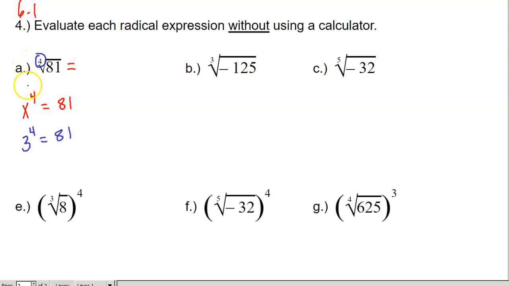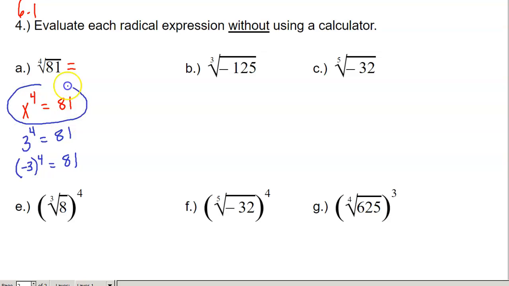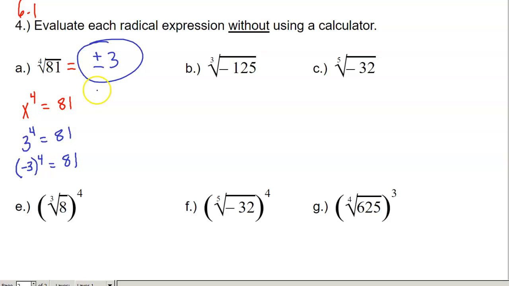But you also have to remember that in this problem, since it's an even numbered root, if I took negative 3 and raised it to the fourth, I'm also going to get 81. Negative 3 times negative 3 times negative 3 times negative 3 is also going to give me 81. So when we evaluate these expressions, we're trying to figure out what x is. So the answer to this first one is going to be plus or minus 3. Both of those would work.